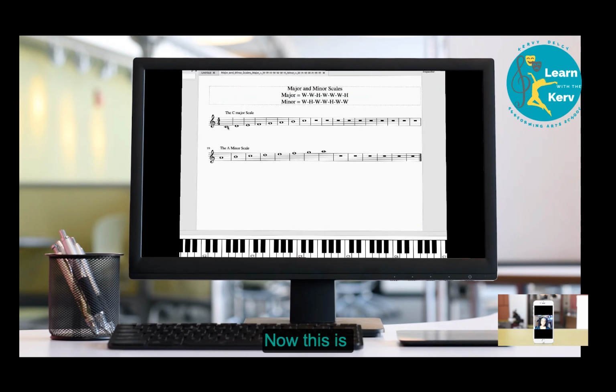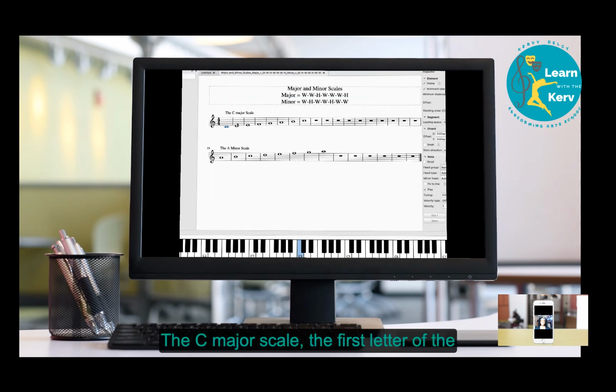Now, this is the C major scale. The first letter of the scale is the name of the scale. This is C. This is called a C major scale. This is A. This is called an A minor scale. I'm gonna show you why one is a major and one is a minor.